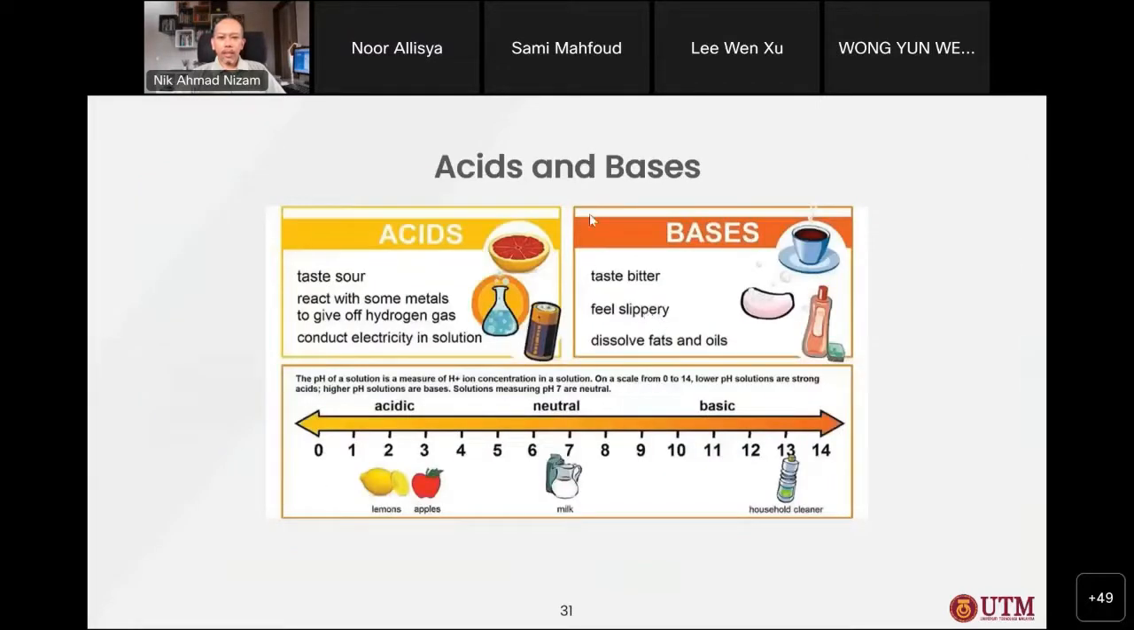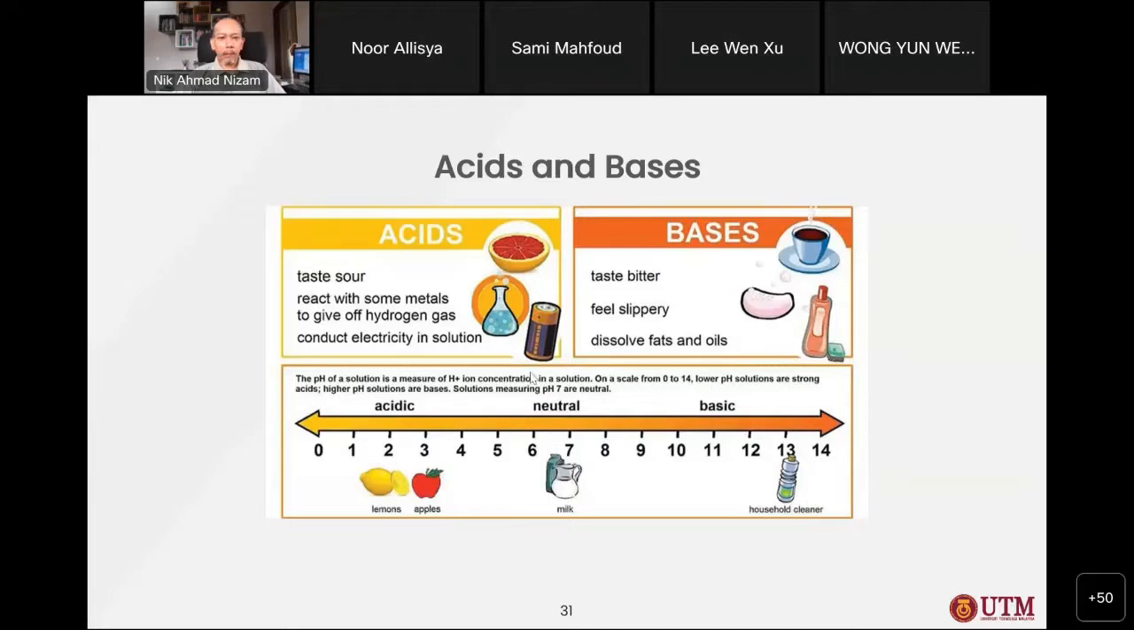Okay, we know that when we talk about pH, we're talking about acid and also base or alkali. These are some examples of acids: battery acid, lemons, and apples. Lemons are more acidic than apples. Neutral examples are milk or water. Basic or alkaline examples include household cleaner.